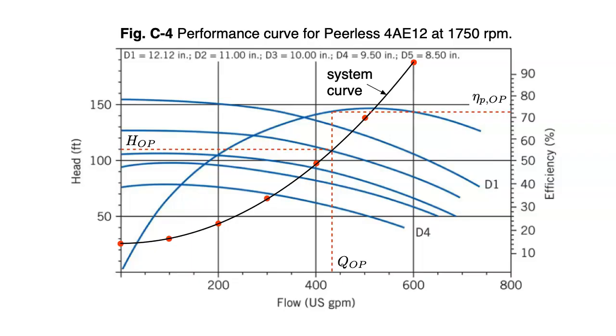For this example, we will select the 11-inch pump. However, in practice, we might want to get the larger pump because of the plus or minus 20% uncertainty typical for these calculations. From the intersection point for the 11-inch pump, we get an operating flow rate of 430 gallons per minute at a head of 110 feet with an efficiency of 73%.